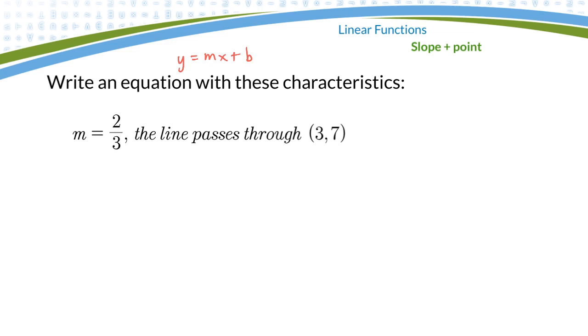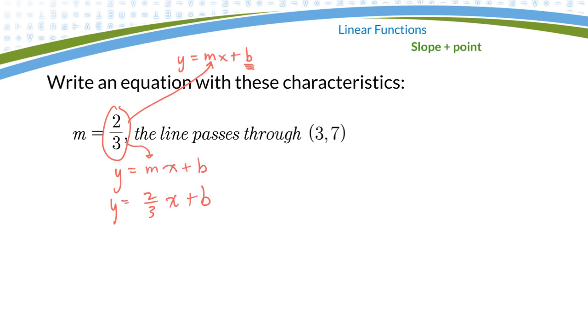So initially, they gave me the slope. So they already gave me a slope. All I have to do is come up with what the y-intercept for this relationship is. So here's how you can do it. What I do is I just write out the formula. This is what I need to come up with. 2/3 is the slope, so y equals 2/3 x plus b.